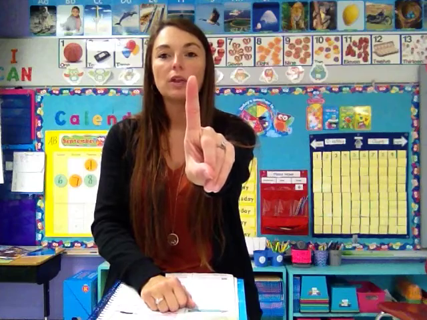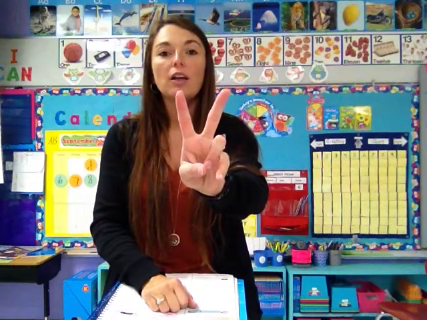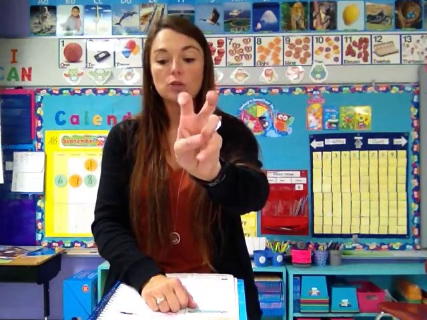Okay, let's do the word first. I'm going to count to 3 and you clap it. 1, 2, 3. First. How many times did you clap? 1 time. So that word has one part or one syllable. Let's do the word mother. Good. I'm going to count to 3 and you clap it with me. 1, 2, 3. Mother. How many times did you clap? 2. So the word mother has 2 syllables or 2 parts.